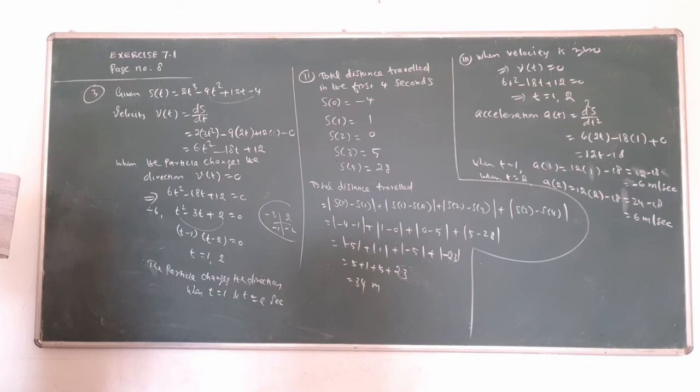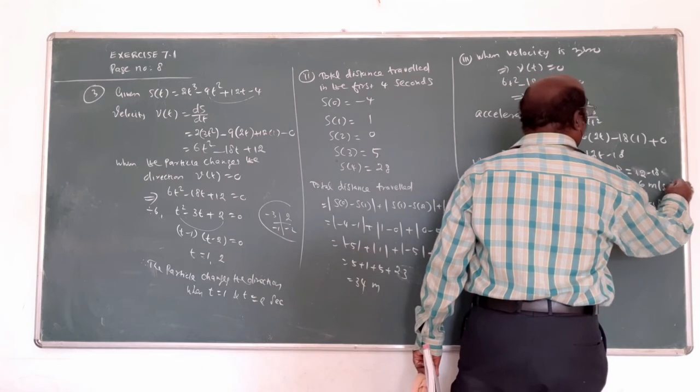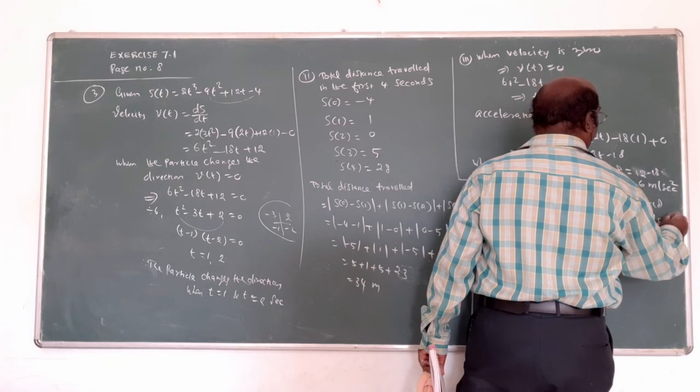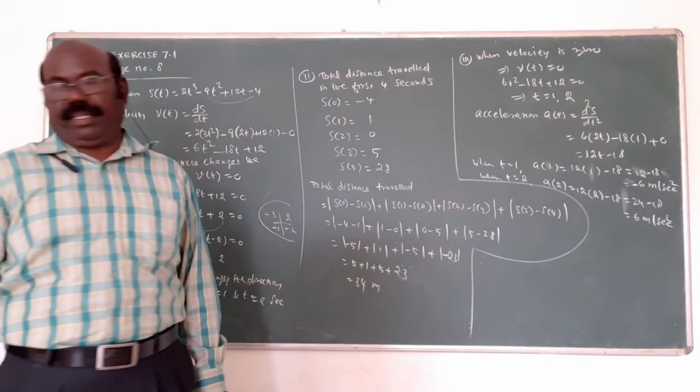What is asked? Find the particle's acceleration at the time the velocity is 0. Your velocity, you know, that's why meter per second square will come. That's important. Meter per second square is important. This is the answer.